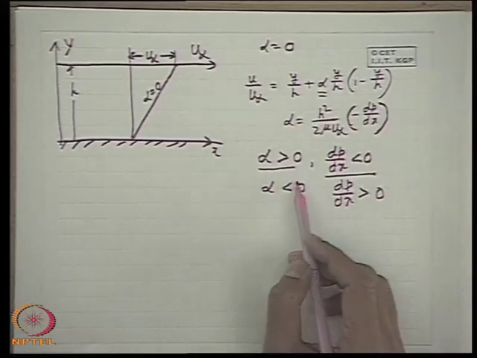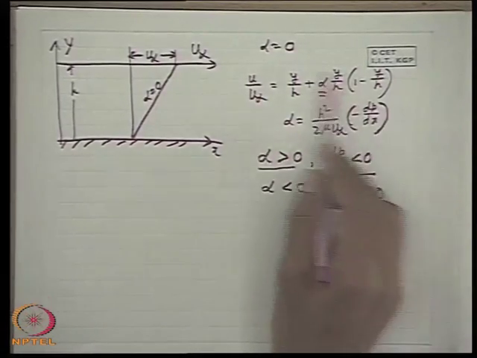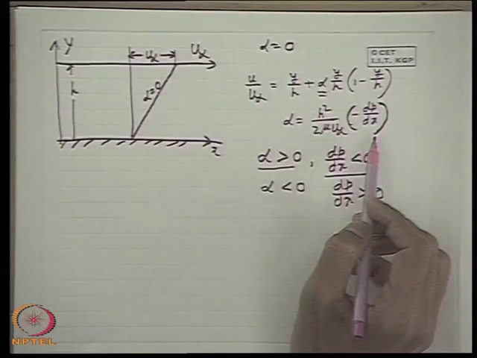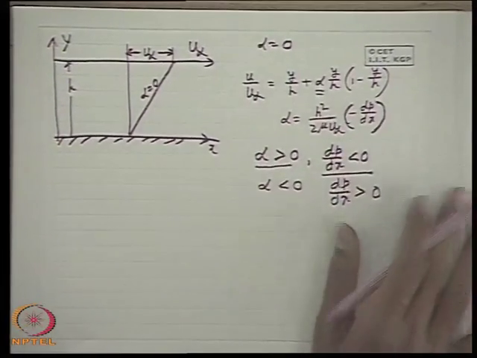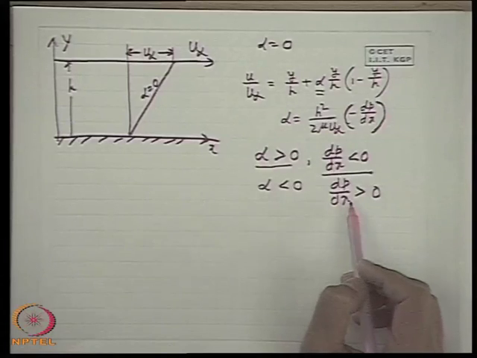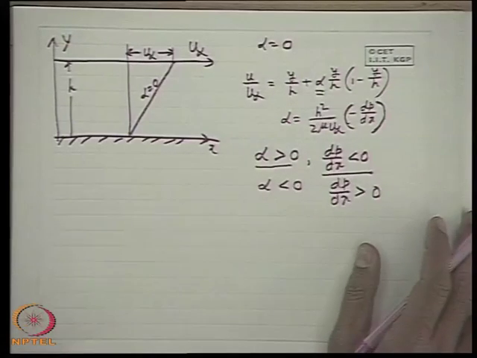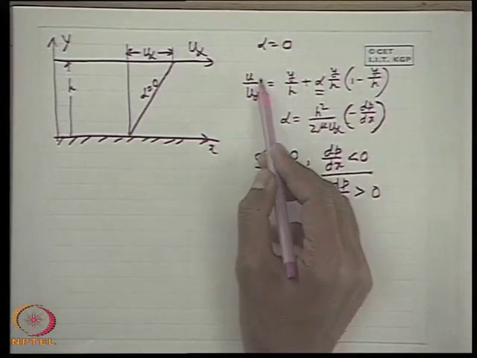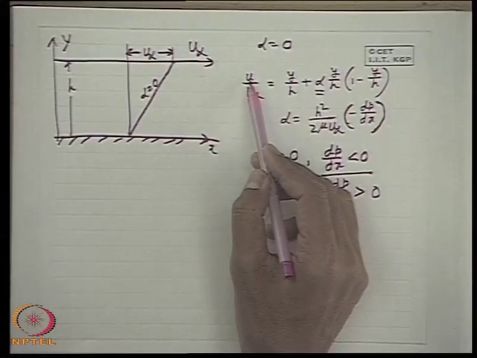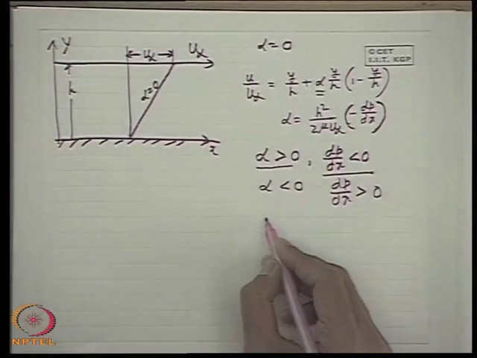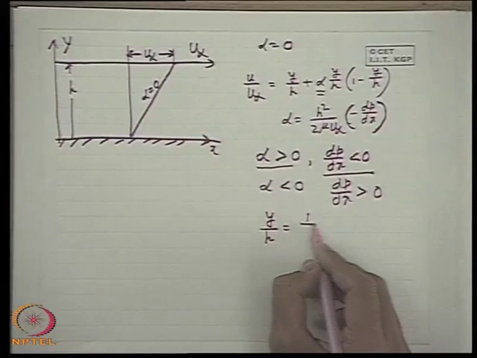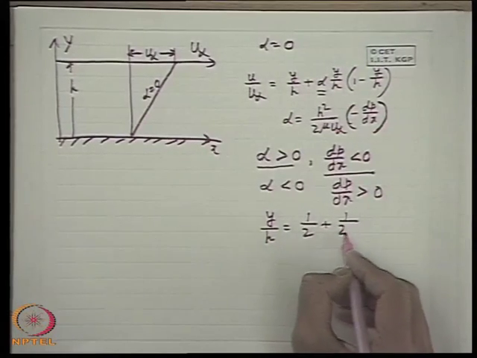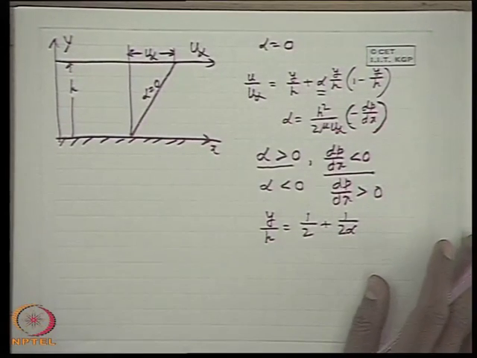Now one thing was noticed, that this curve has both a maximum and a minimum. It is found that when alpha is greater than 0, for a negative pressure gradient, the curve shows a maximum, while for alpha less than 0, for a positive pressure gradient, the curve shows a minimum. The maximum and minimum condition was satisfied by making del u del y equal to 0, and we arrived at a condition with respect to y by h of half plus half alpha. This we already recognized in the last class.